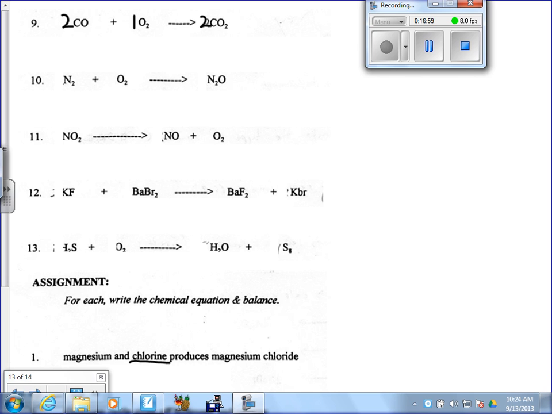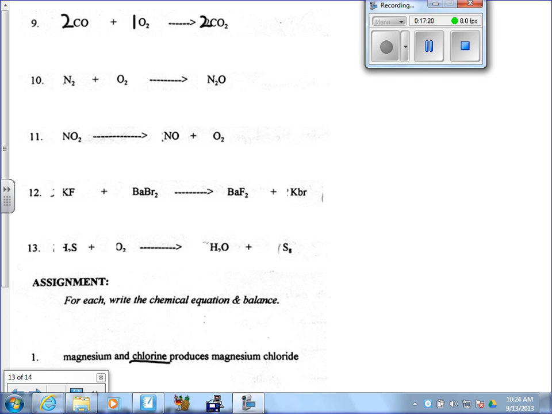Let's have a look at number 11. A lot of people are asking about 11 here. It's just a balancing thing. Obviously, it's a decomposition reaction. It's a complex decomposition, but it's decomposition. People are just struggling to balance it correctly. I've got 3 oxygens on this side, and I've got 2 over here. So again, we've got that lowest common multiple thing.